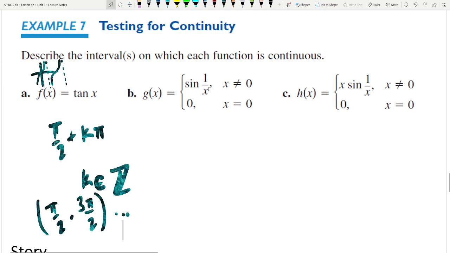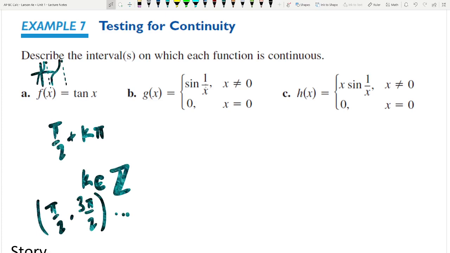g of x is sine of 1 over x when x is non-zero, and 0 when x is 0. When is this going to work? Well, we have a composition of functions. We have sine of 1 over x, and 1 over x is continuous everywhere except at x equals 0, and we looked at that earlier. When we're plugging those in, though, what do we get as we're getting closer and closer to 0? If we're approaching 0 from the right, then we're looking at sine of infinity. If we're approaching 0 from the left, that means that we're getting sine of negative infinity.